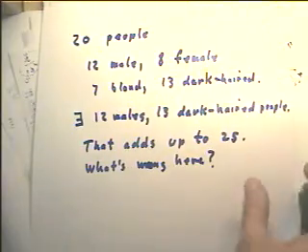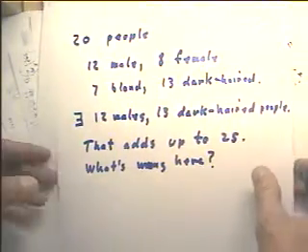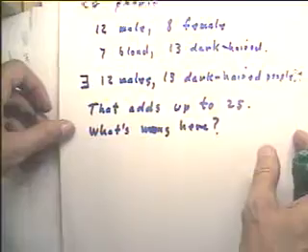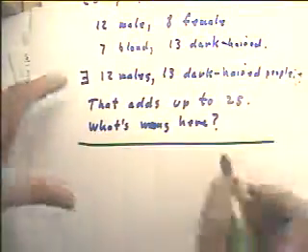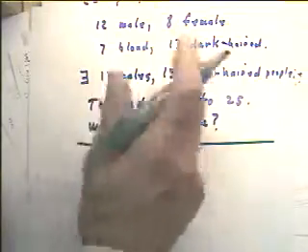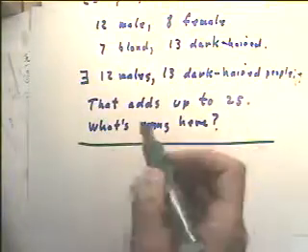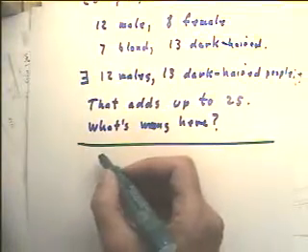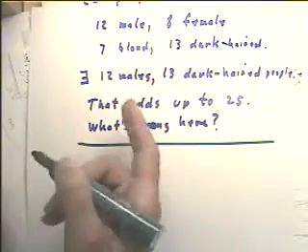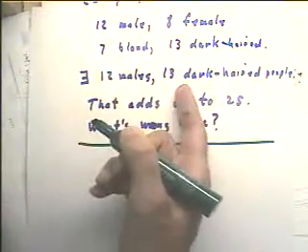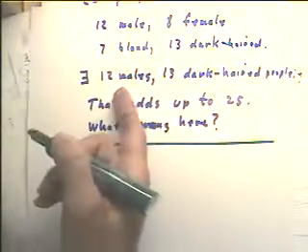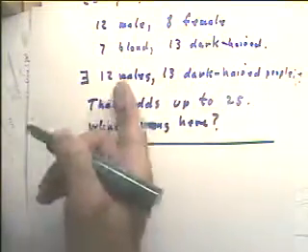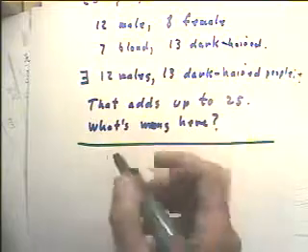What's wrong here? You really need to pause and ponder this problem for a minute. Hopefully you've paused and pondered. The key here is, what's wrong is that these are not mutually exclusive sets. Some of the males could be dark-haired, and some of the dark-haired people could be males. Certainly are, since these numbers add up to more than 20.